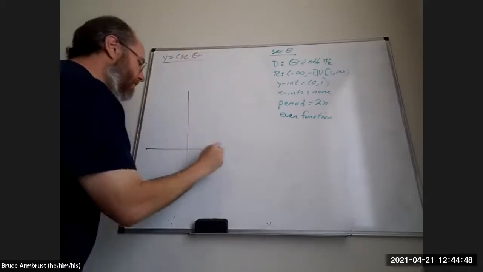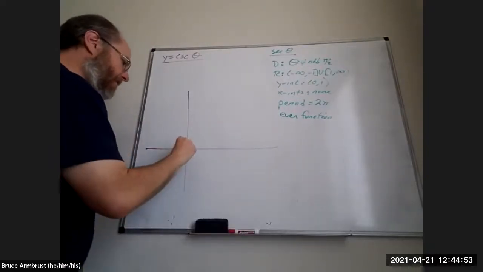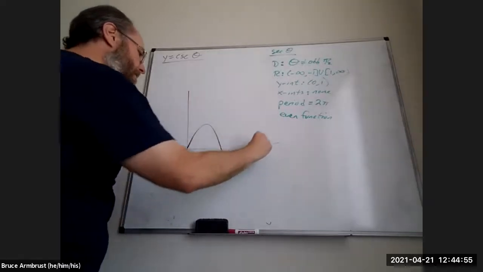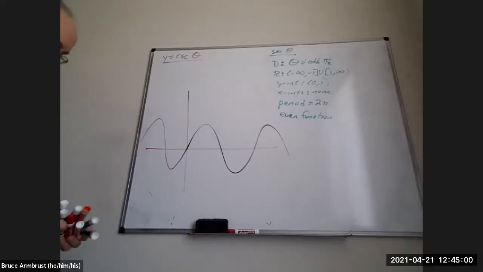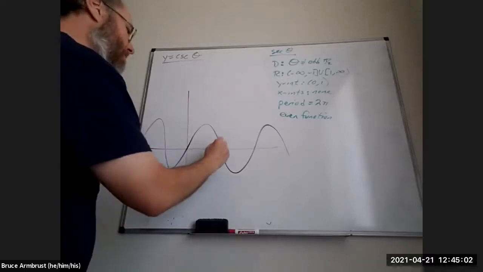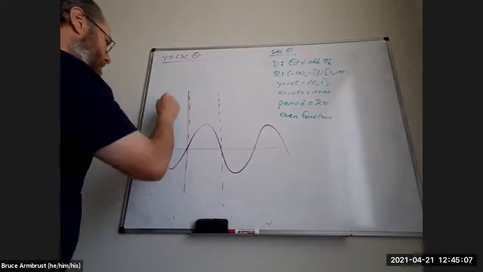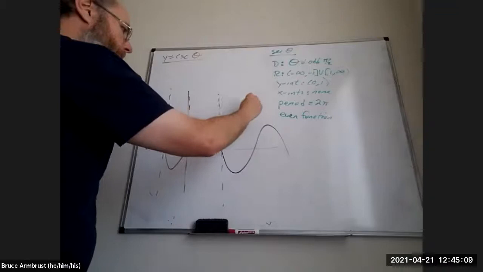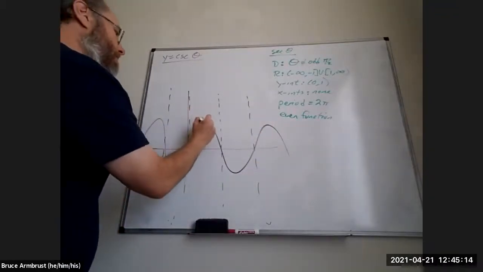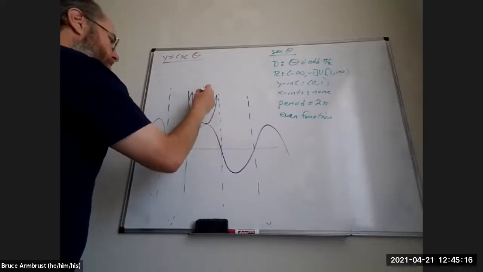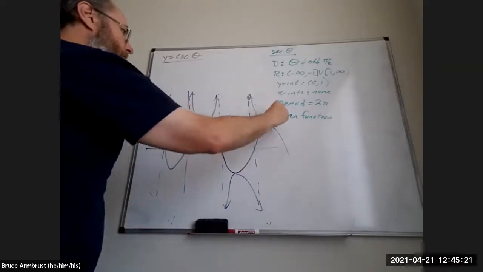All right, so here's what I'm going to do. I'm going to start by drawing sine. So sine starts at the origin, and then we get our wave. I'm going to start by putting in asymptotes at the zeros. Then I'm going to put my smiles and frowns so that they're touching the peaks and troughs of the sine.